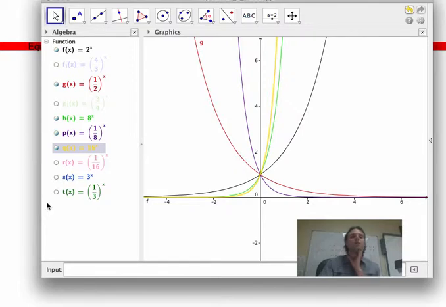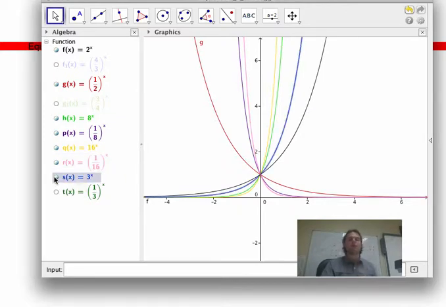Okay, let's take a look at one more. My next one is 1 over 16. Where do you think the 1 over 16 will go? That's what 1 over 16 looks like. Now we have 3. Let's take a look at 3. Now 1 over 3.